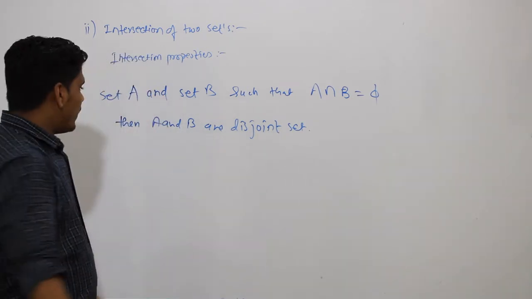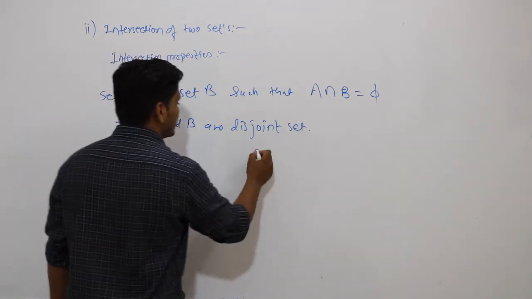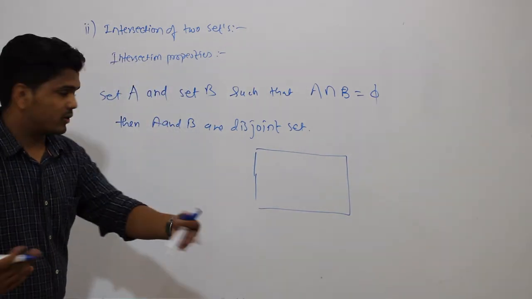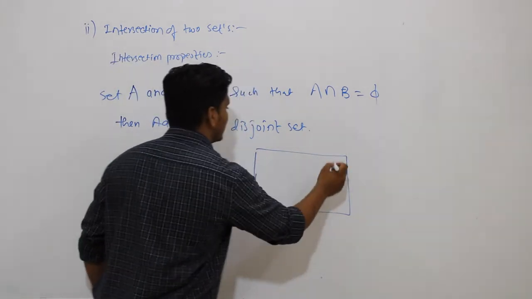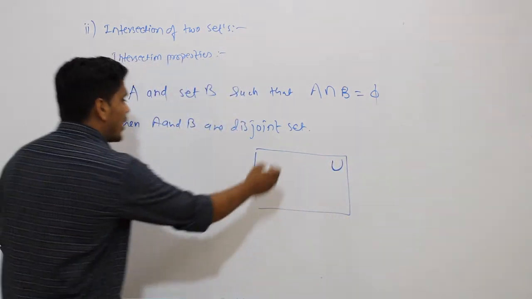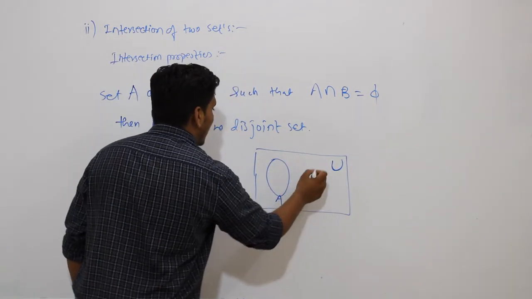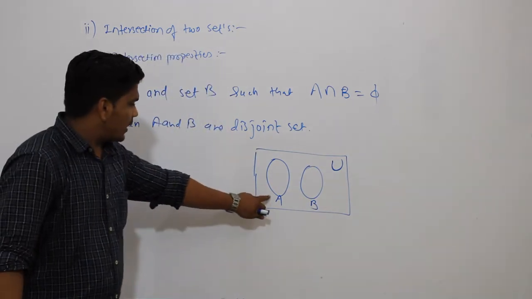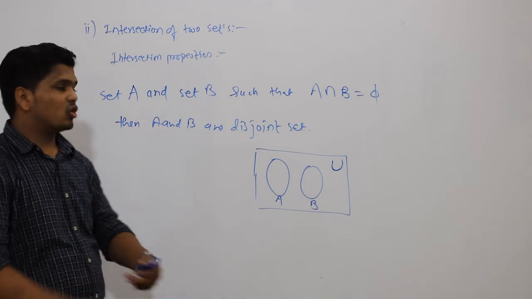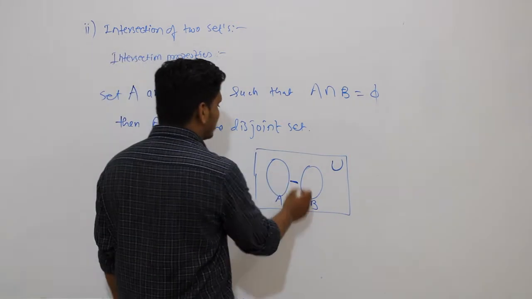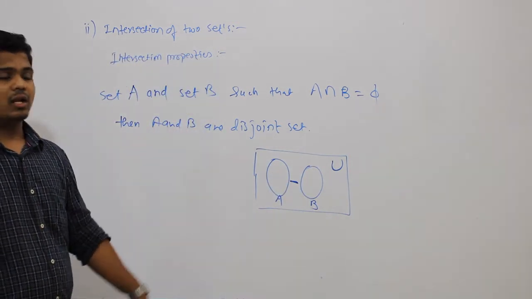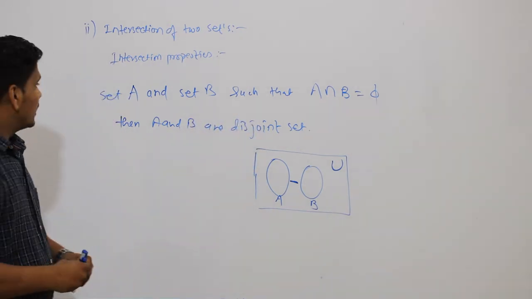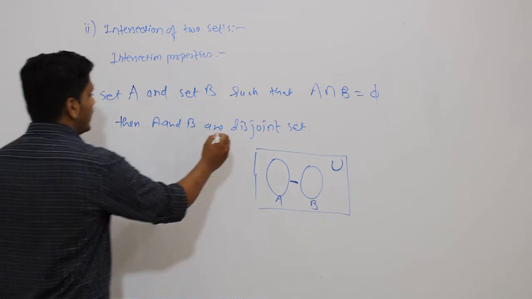By Venn diagram we can see it like this. This is my U. I have told you A and B will be some subsets of some U that I am considering. This is my U set. Now I am having A here and B set here. What is the intersection of A and B? There are no common elements between A and B. Therefore my A and B have become disjoint sets. This is the definition of disjoint sets.